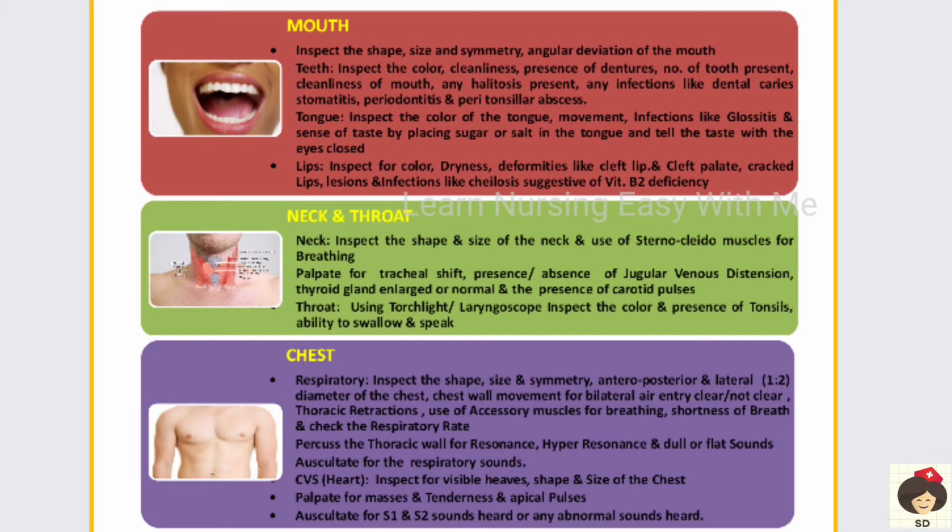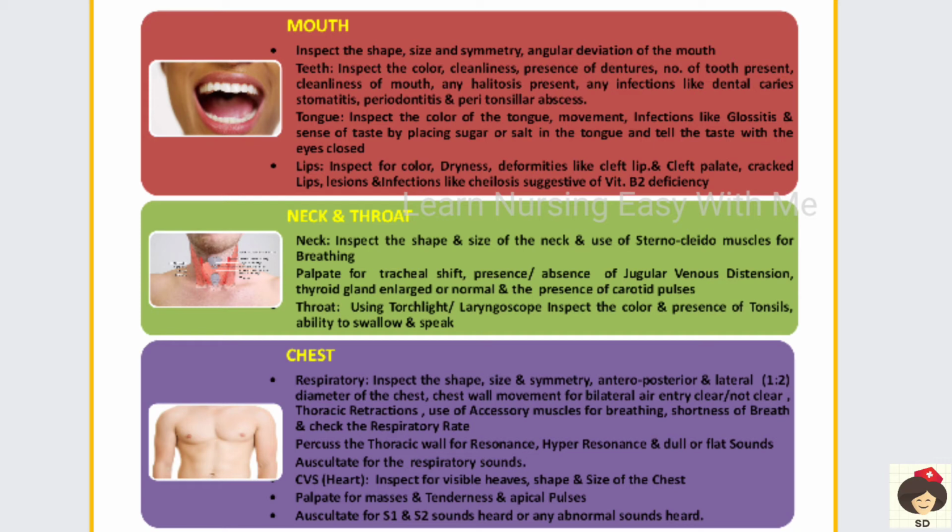And also you have to see if there is any halitosis, that is bad odor from the mouth, and any infections like dental caries. Okay, so there will be tooth decay where there will be black color teeth. So that is dental decay. And you have to check for stomatitis, that is inflammation of the gums. Periodontitis is inflammation of the teeth and the surrounding structures. And peritonsillar abscess is abscess in the mouth and the teeth, so that you have to identify. Abscess means pus collection.